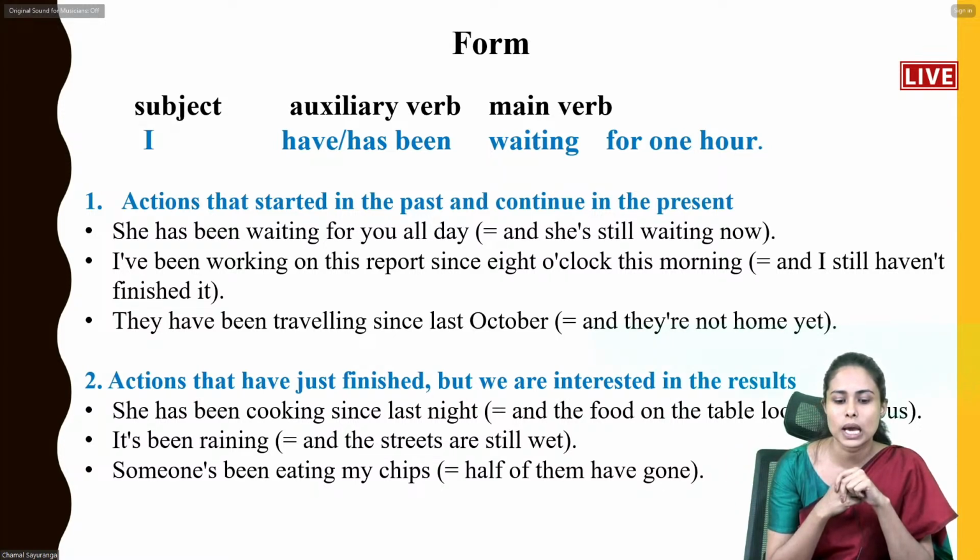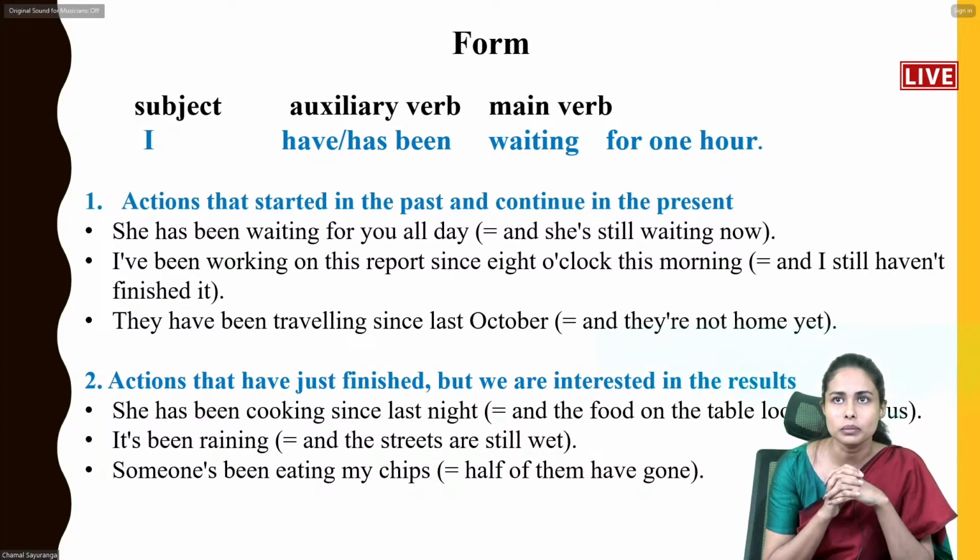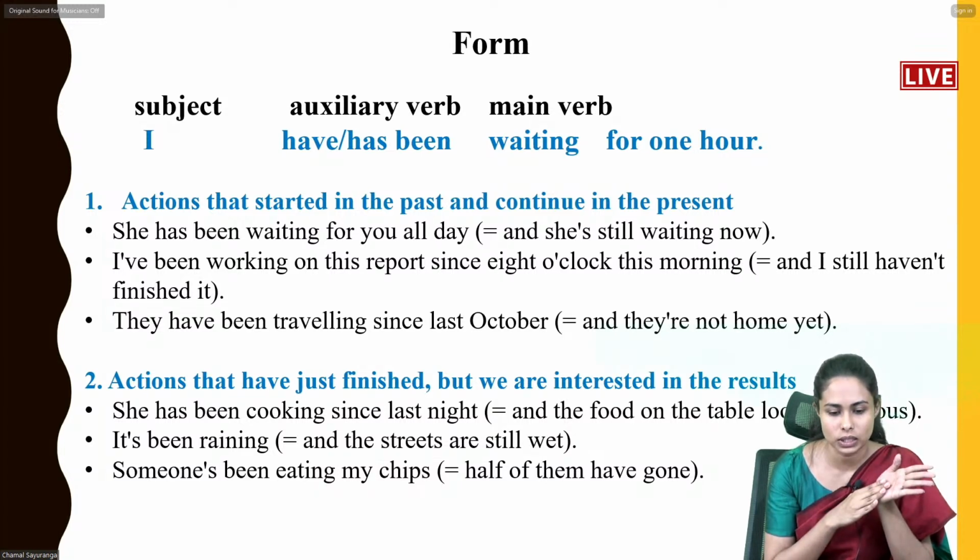For example, she has been waiting for you all day and she is still waiting now. We are emphasizing the duration, that is, the action is ongoing throughout the past time, but earlier in the present perfect tense we are not emphasizing the duration. That's the difference between present perfect and present perfect continuous.